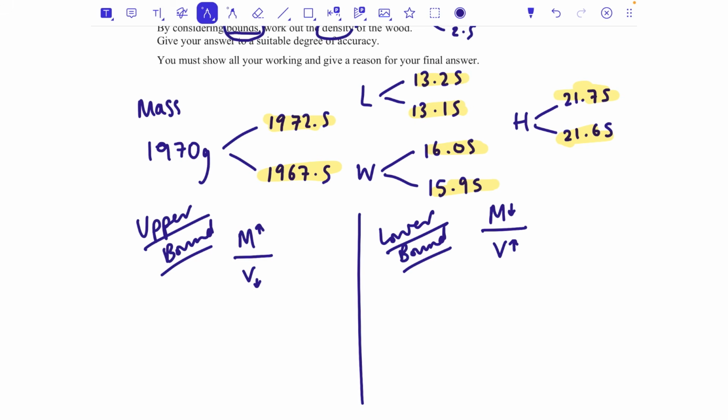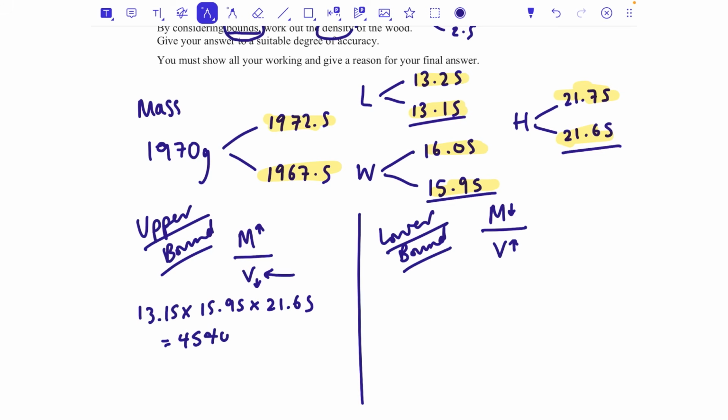Now remember, volume comes from length times width times height. So for the upper bound, I'm going to do 13.15 times 15.95 times 21.65. I'm using all of the lowest ones because I want this volume to be as small as possible. 13.15 times 15.95 times 21.65 gives me an answer of 4,540.925125. I'm not going to round anything, not yet anyway.